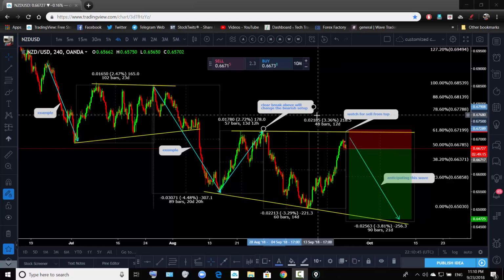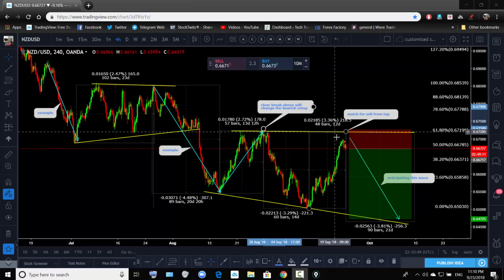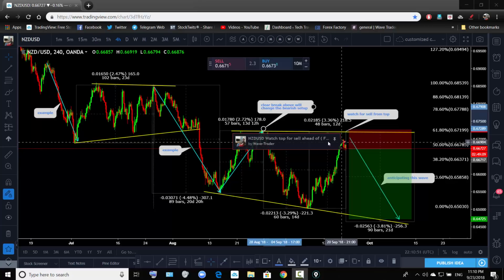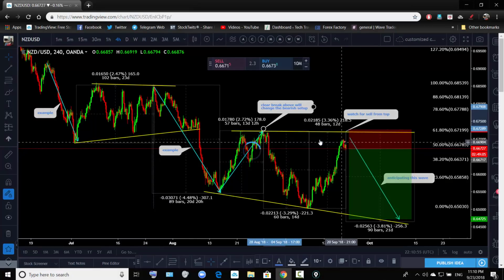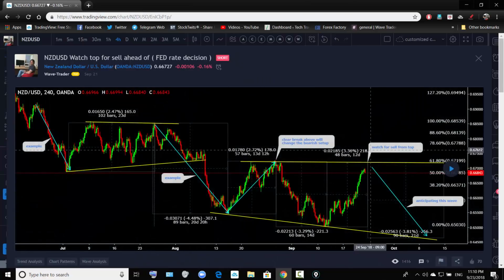So this time I'm looking for a sell on the New Zealand dollar and US dollar. This is a medium term trade. I'm expecting that we're gonna see one more drop on this pair. So that's the setup basically.